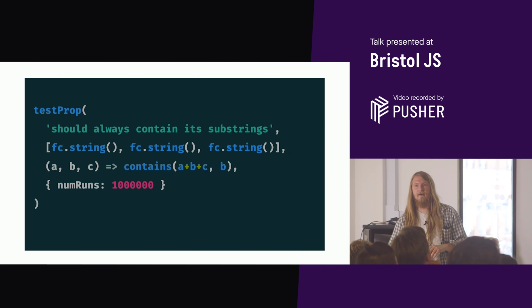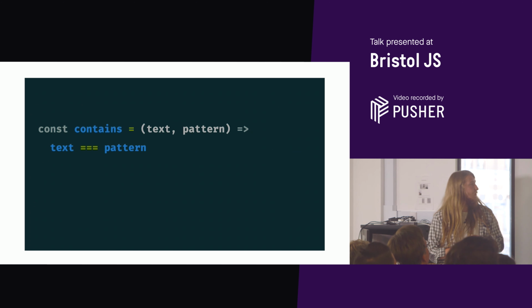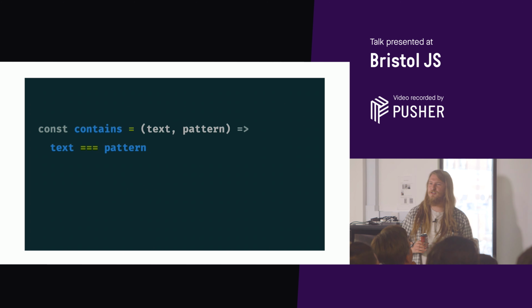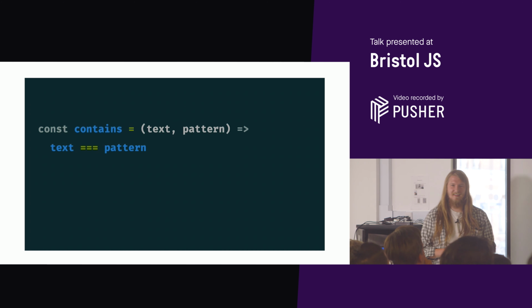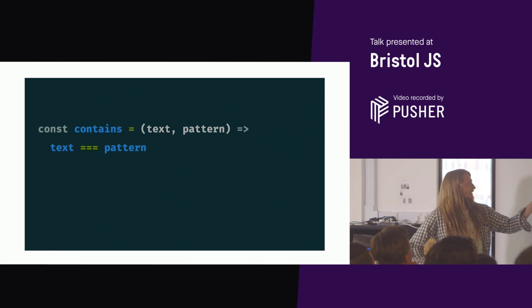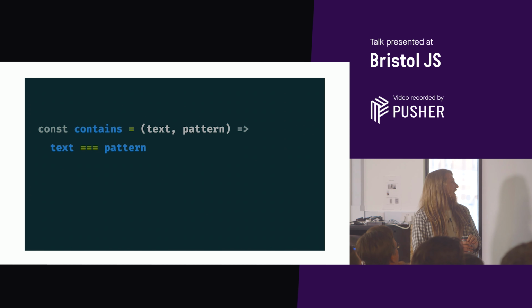So let's have a look at our implementation of contains, and we'll see if it is going to pass our property tests. So this is our implementation. Hope I did a good job. What do you guys think? Not convinced? So this is taking the two arguments, and we're comparing them to each other.